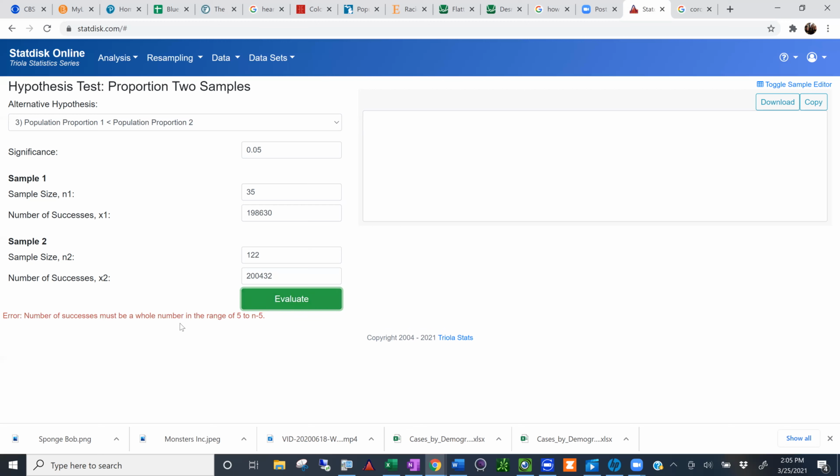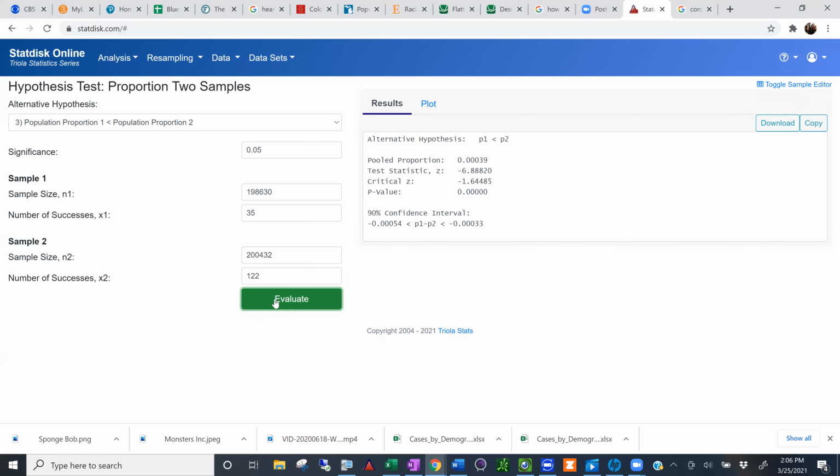Number of successes in the range must be 5 to... Isn't X 125? Oh, yeah, I got these in backwards. Thank you. There we go. So 35, and I assume I got these backwards as well. So let me change that to 122. That's looking better. I was going to say, I thought X1 and X2 were both greater than 5.